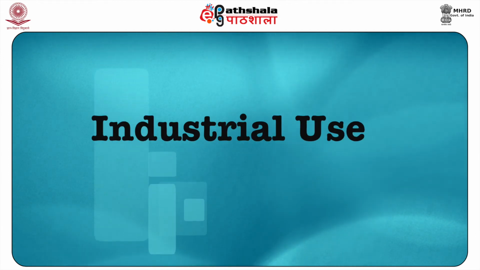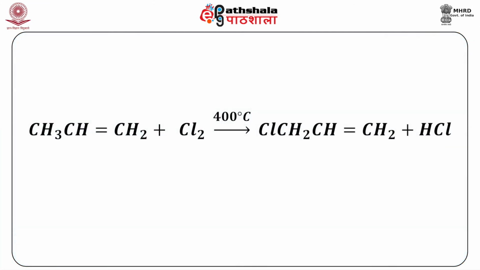Industrial uses. Allylic chlorination has important practical applications in industry. On the industrial scale, allylic chlorination of alkenes is done because chlorine is not very expensive. For example, 3-chloropropene is used in the synthesis of epoxy resin via radical allylic chlorination, as shown in the given structure.